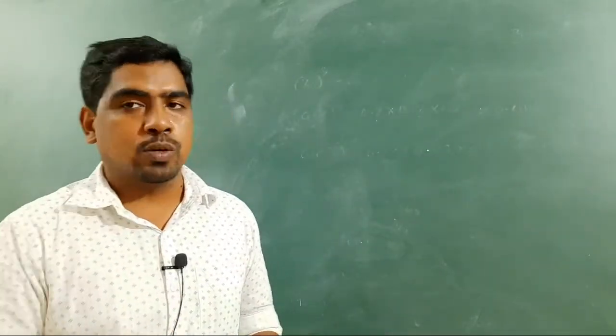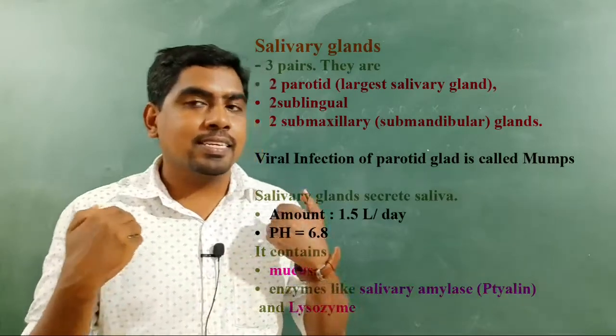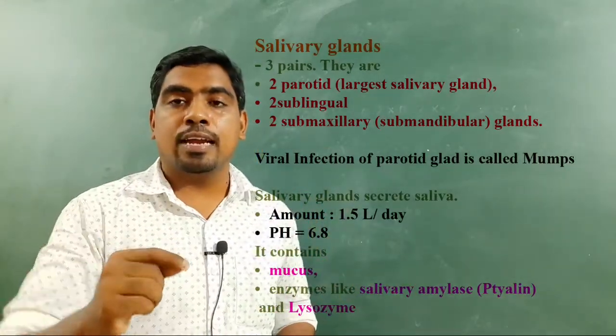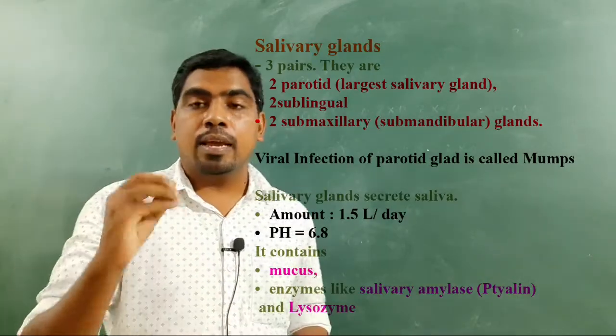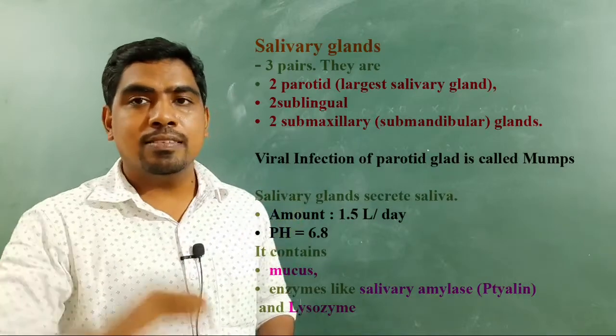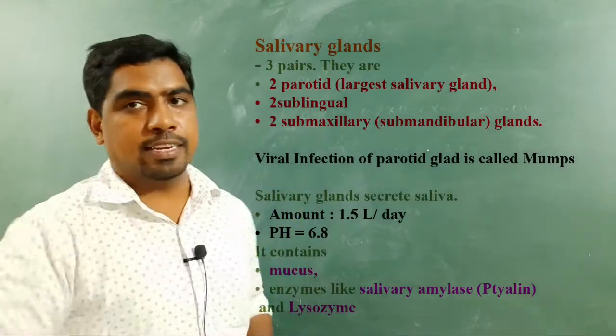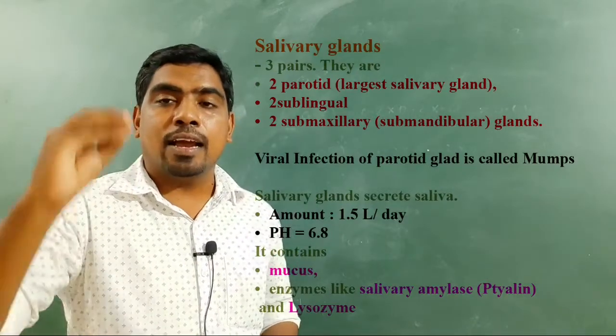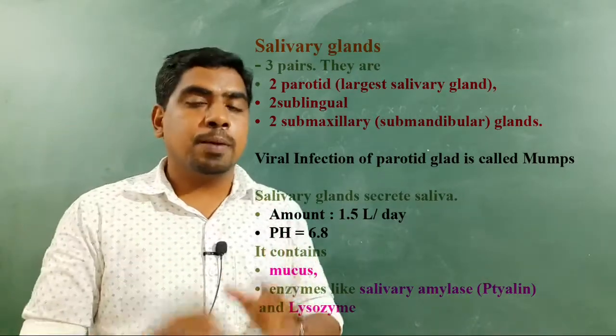Next part is digestive gland. Digestive glands secrete digestive juice. First gland is salivary gland. The secretion of salivary gland is called saliva. The amount of saliva is 1.5 liters per day. It is alkaline in nature. The pH is 6.8. Saliva has mucus, salivary amylase and lysozyme. There are three pairs of salivary glands.